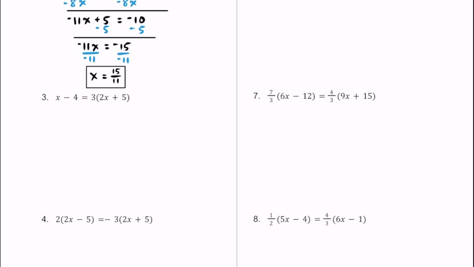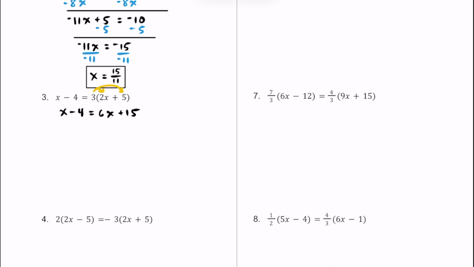For number 3, we have x minus 4 is equal to 3 times the quantity of 2x plus 5. First, let's go ahead and distribute this 3 to both terms in the parentheses. So we have this 1x minus 4 on the left side, and on the right side, 3 times 2x is 6x, 3 times 5 is going to be 15. Okay, so that's going to be our first step.